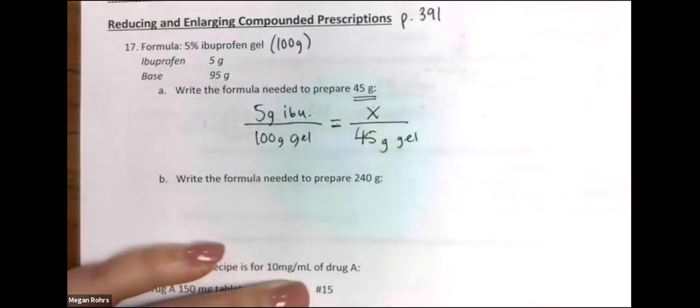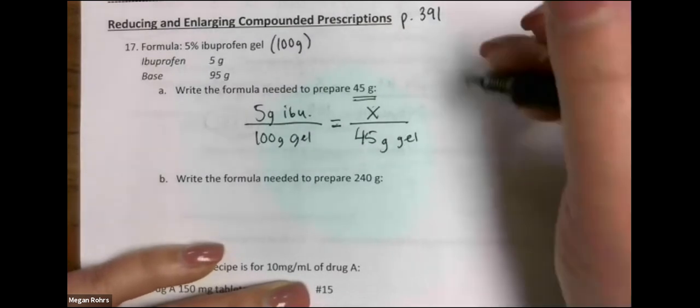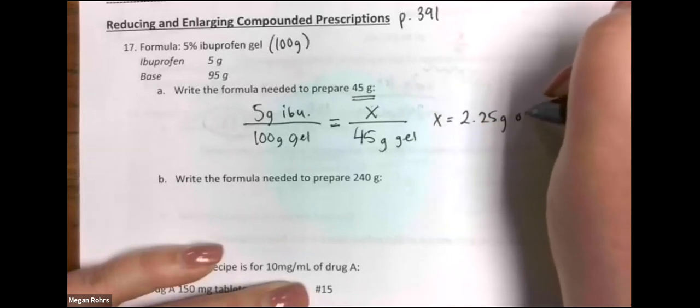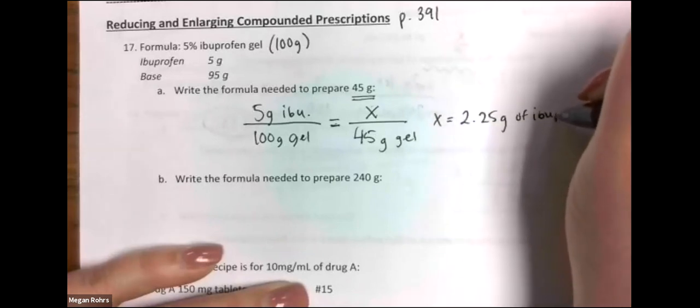When I solve for X, that will tell me how many grams of my ibuprofen I will need. So 45 times 5, and then we're going to divide that by 100. So I get 2.25 grams of ibuprofen.